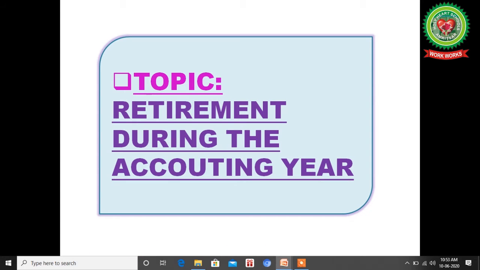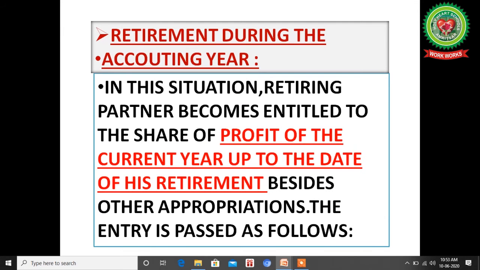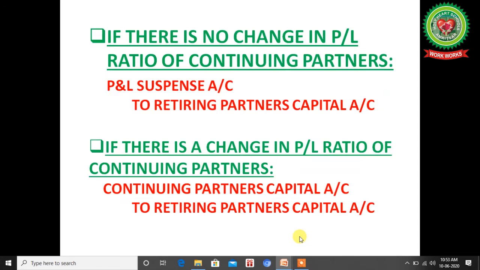So my today's topic is all about the retirement during the accounting year. In between the year when the partner retired, that is retirement during the accounting year. In this situation, the retiring partner becomes entitled to the share of profit of the current year up to the date of his retirement, beside other appropriations. The entry is passed as follows.